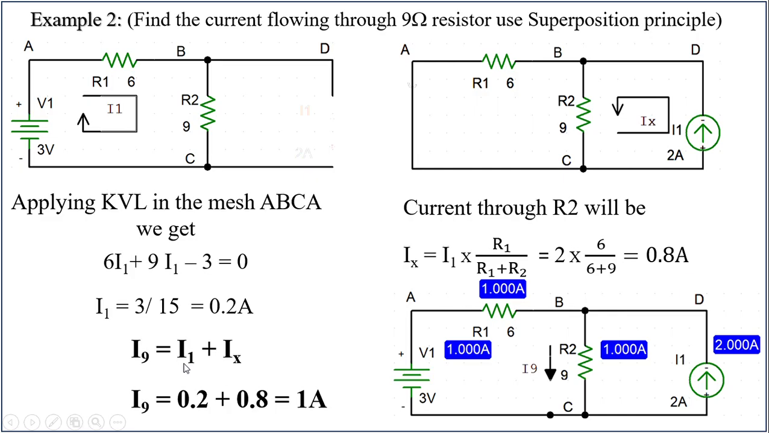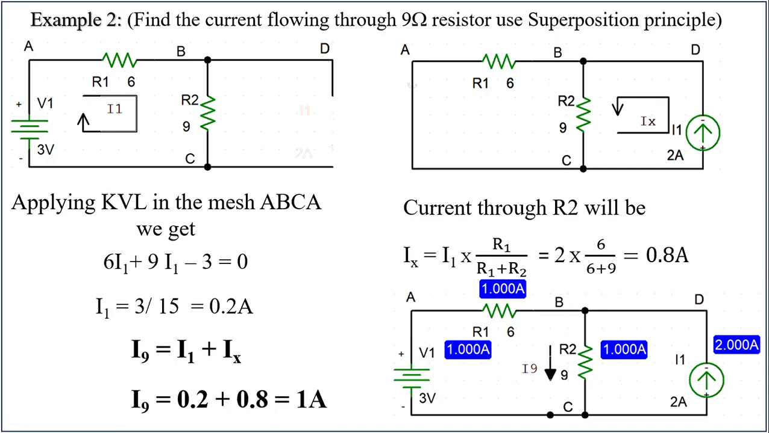So I1 plus Ix, that is 0.2 plus 0.8, that is 1 ampere. I have simulated the same circuit using the PSpice simulator, and the result is also showing me 1 ampere. 1 ampere is due to both the sources, but the contribution of this particular source alone is 0.2 amperes. The contribution of this source alone is 0.8 amperes. The total current that is flowing from B to C through the 9 ohm resistor is 1 ampere.